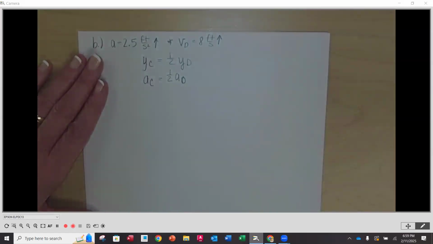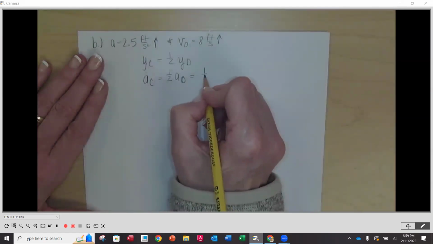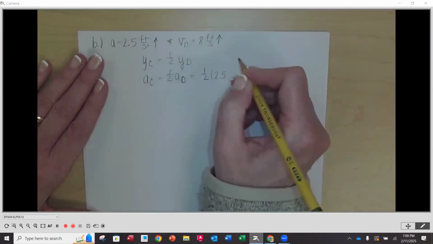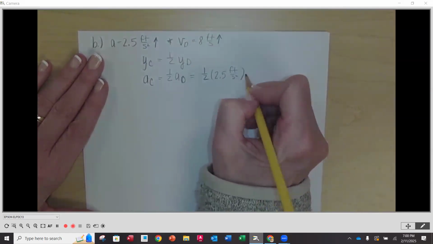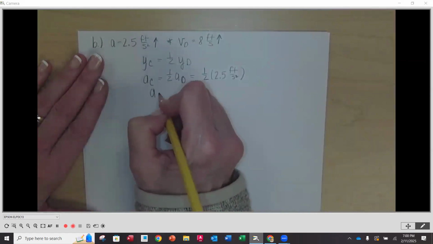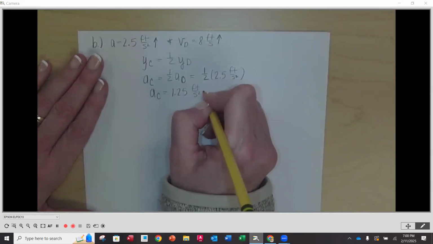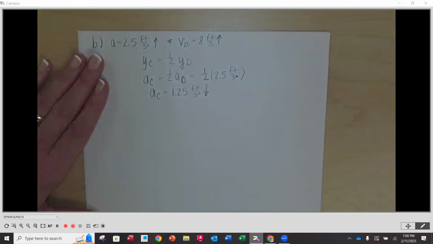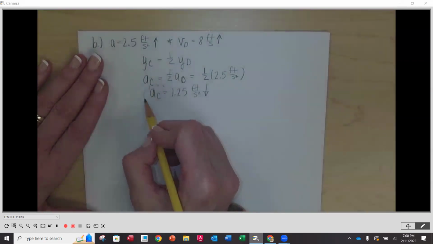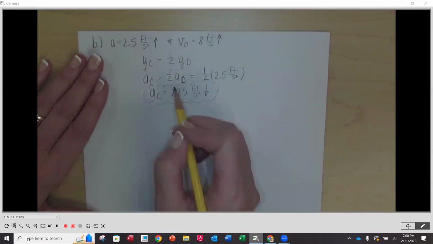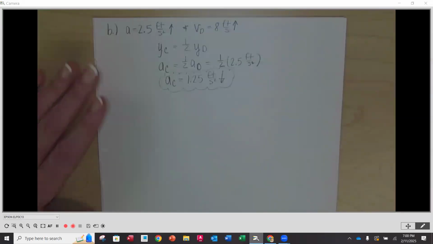So if that's the case, it's going to be half of 2.5 feet per second squared, right? So our AC is going to be 1.25 feet per second squared, and it's going to be going down, okay? Because that's the direction that it's moving. All right. Okay. So now we're going to be looking at body C and body D, just like we did on the previous, all right? Because we need to get to what is that force again that's at the motor.